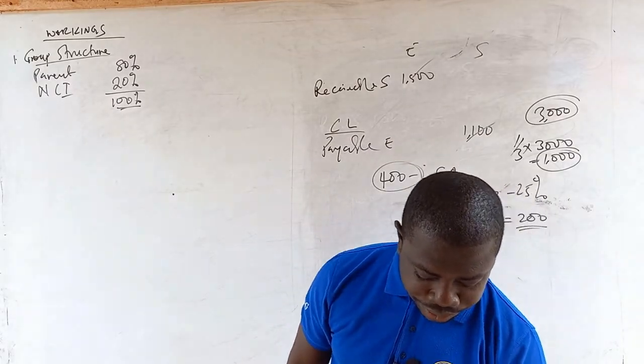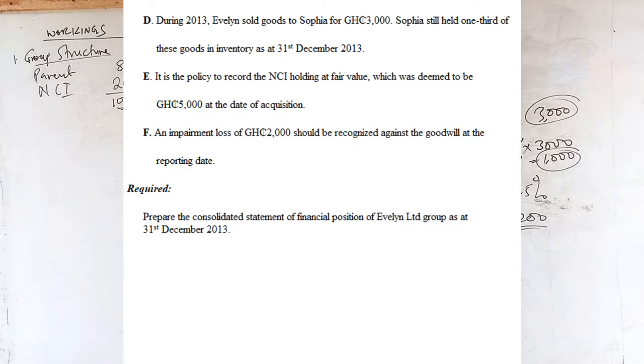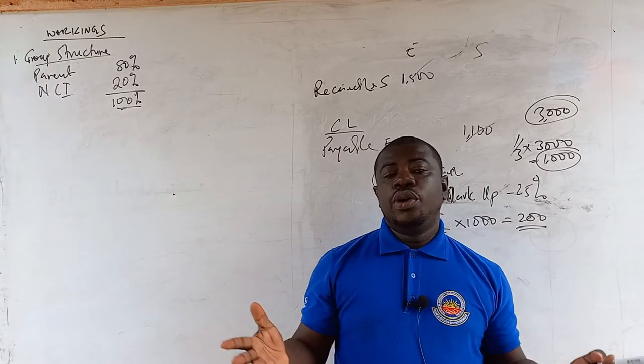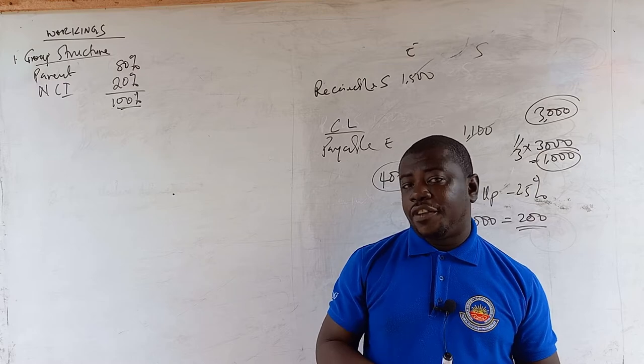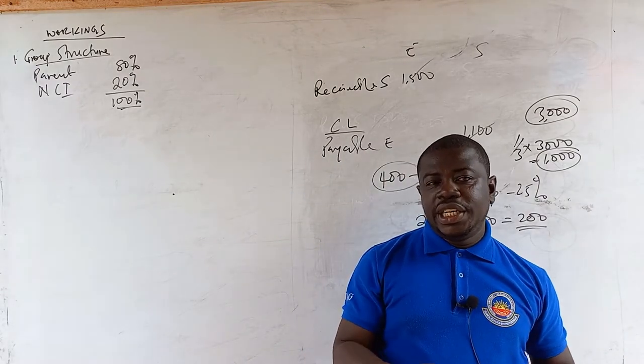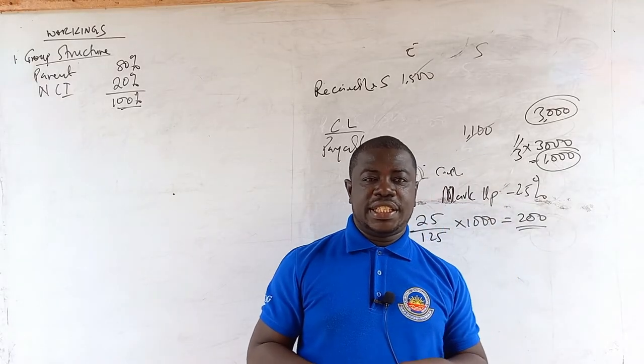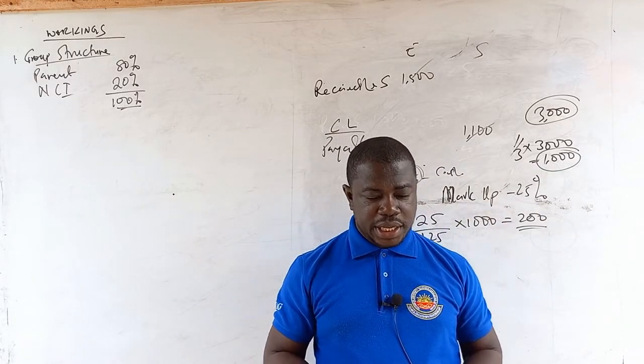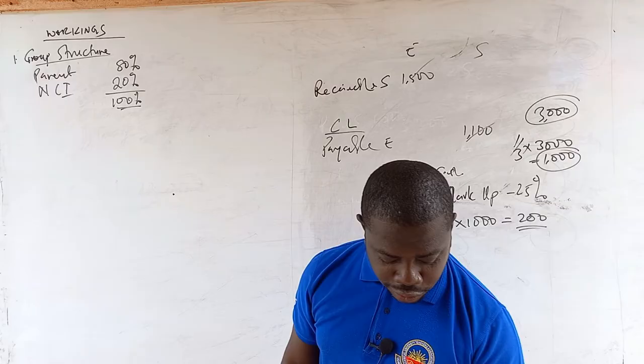And then we continue. The next one, E, says it is the policy to record the NCI holding at fair value, which was deemed to be 5,000 at the date of acquisition. So we all know how to treat the NCI at fair value. We are going to use this to calculate the goodwill, okay? And also we will need it in the estimation of the NCI at reporting date. So we all know how to use the fair value of NCI.